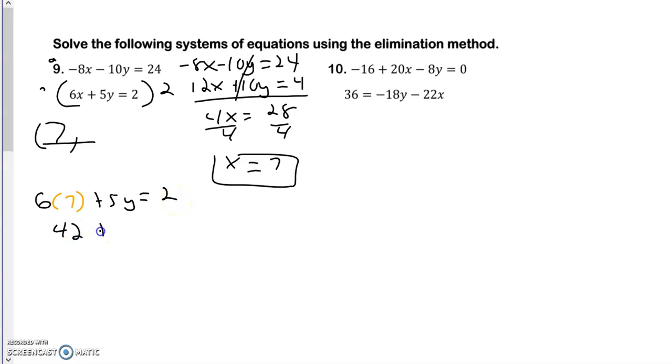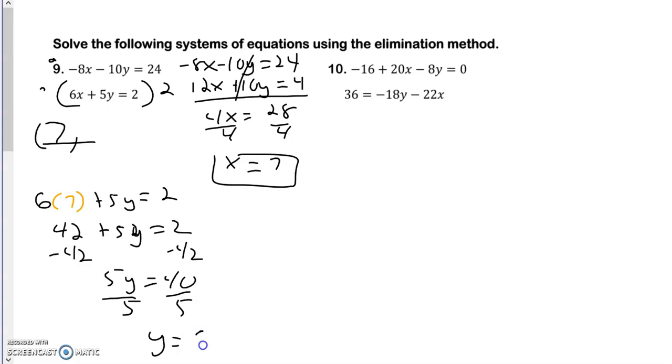And you can see that I was plugging it in. So I get 42 plus 5y equals 2. I'm going to subtract 42, and I get 5y equals 40. I'm going to divide by 5, and y equals 8.